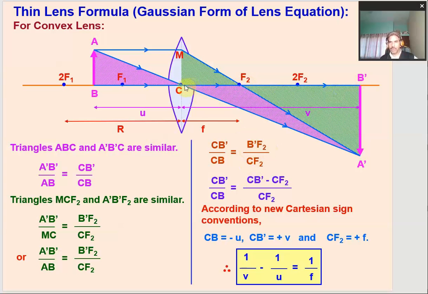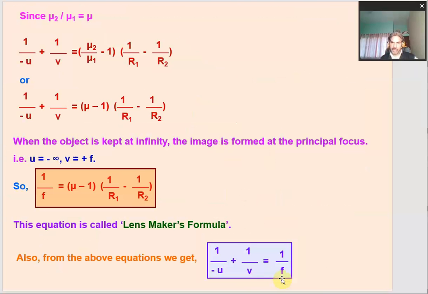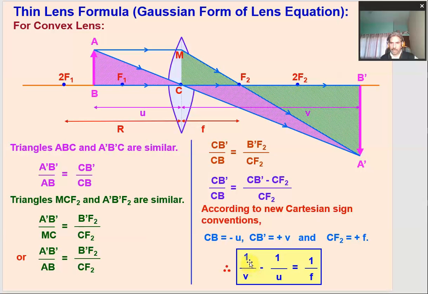So how do we write it? We write it as CB dash minus CF2. The remaining length is B dash F2, and all other terms are the same. Now, according to sign convention, we substitute the values and make some simplification, and we get this result, which is the same result as we have discussed earlier. So we get 1 upon V minus 1 upon U is equal to 1 upon F.